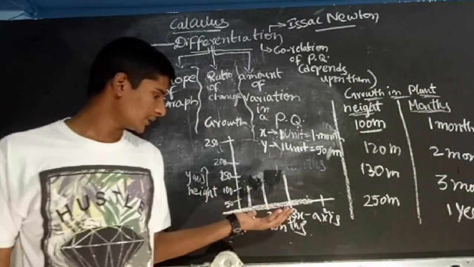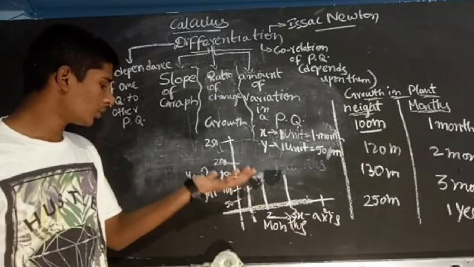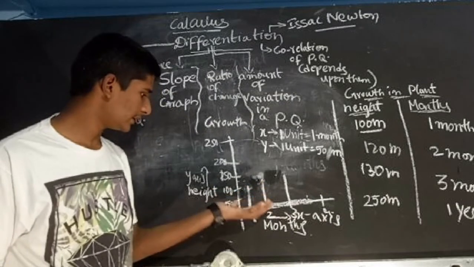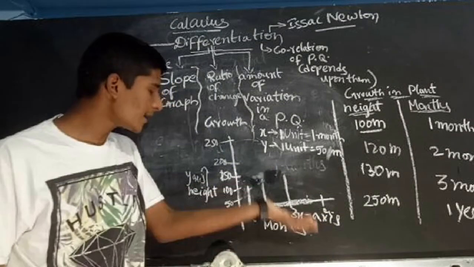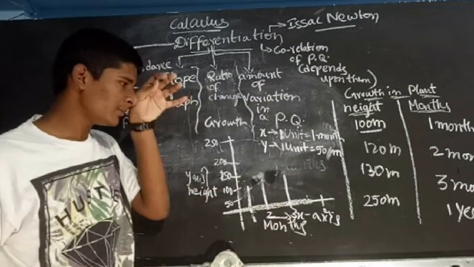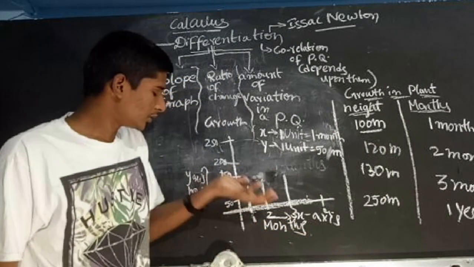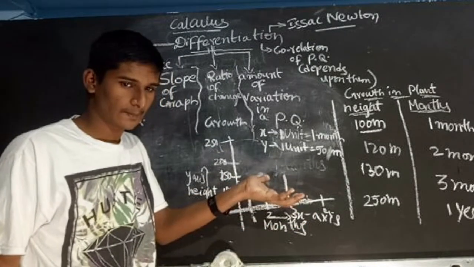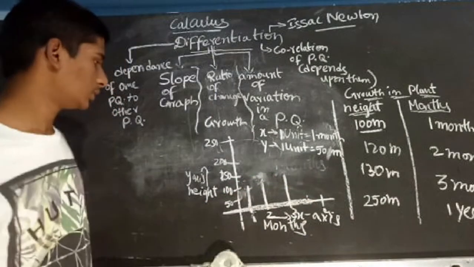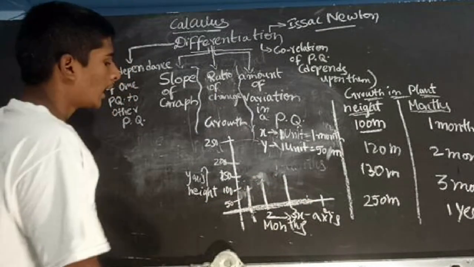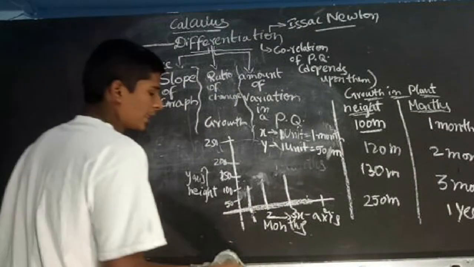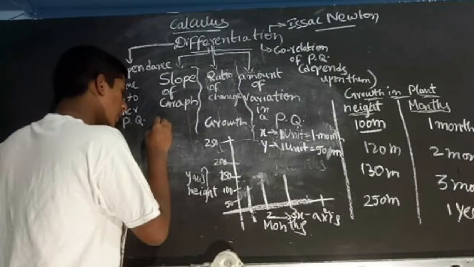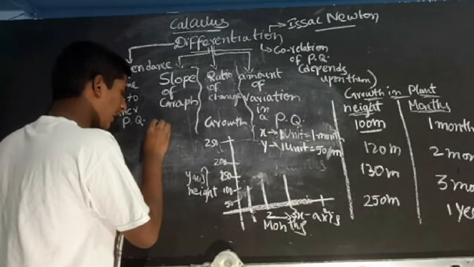Here we are observing that the plant grew 100 meters in the first month. Then in the second month, it grew to 120 meters, meaning 20 meters more height. And then in the third month, it grew 10 meters in height. Then here we will consider that, I am saying that you find out what height it is growing in 15 days.